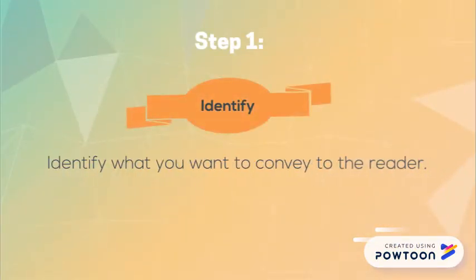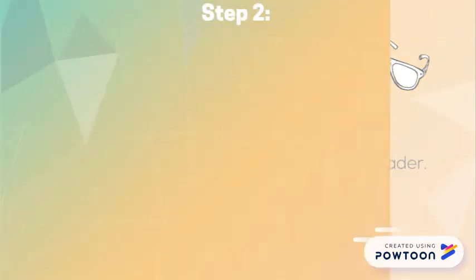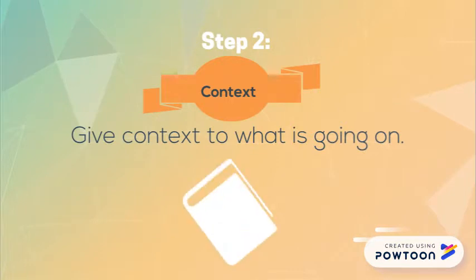Step 1 of weaving is to identify what you want to convey to the reader. This means to select a piece of evidence that supports your claim. Step 2 of weaving is to give context to what is going on. This means to give details to the reader that will help them understand what the evidence is about.